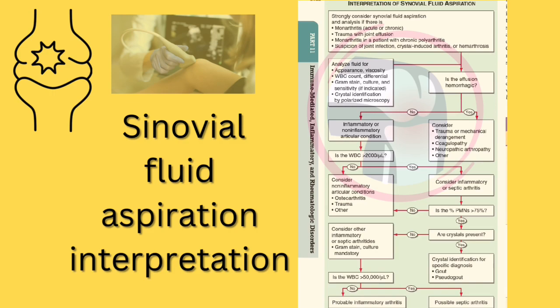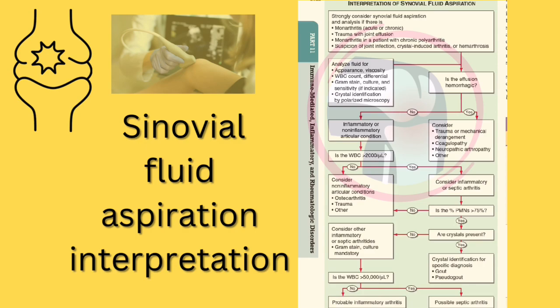So for the joint fluid aspiration, what are the things we need to look for? We need to look for the appearance of the fluid, viscosity, WBC count, differential count, gram stain, Zn stain, culture, ADA for tubercular effusion, and crystal deposition by polarized microscopy.